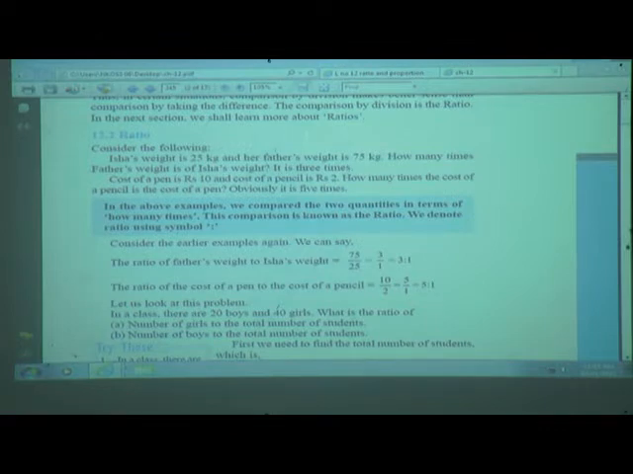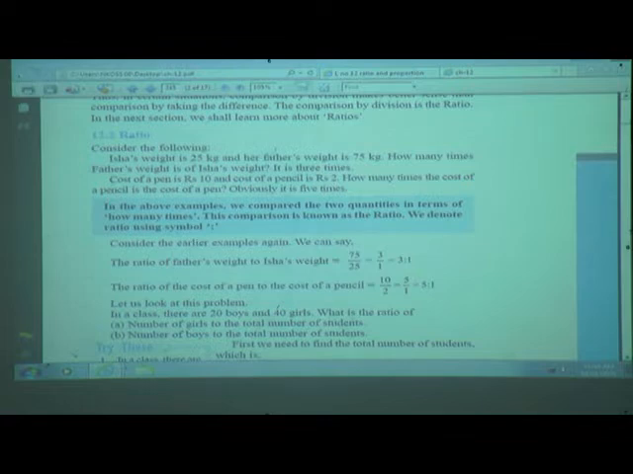Now we need to solve this question. See here. The ratio of father's weight to Isha's weight. What is father's weight? 75. What is Isha's weight? 25. So now we are dividing it, comparing the quantities by the division method. 75 by 25. So 25 ones are 25 and 25 threes are 75. We got 3 upon 1, that is 3:1. Thus we got the answer. How many times is the father's weight of Isha's weight? The father's weight is 3 times Isha's weight.